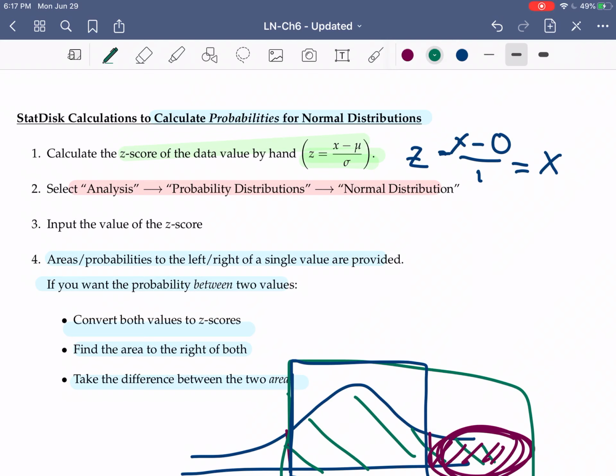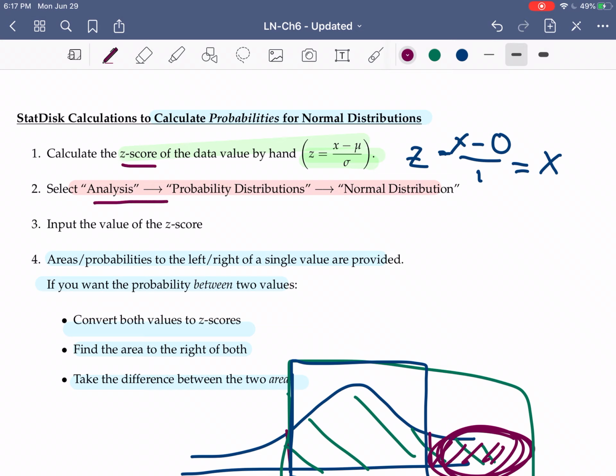In this video, we're going to take a look at an example where we are going to calculate some probabilities for normal distributions, and we're going to do that using StatDisk. And so if we do that using StatDisk, we're going to go through these steps. The first is we're going to calculate a z-score.